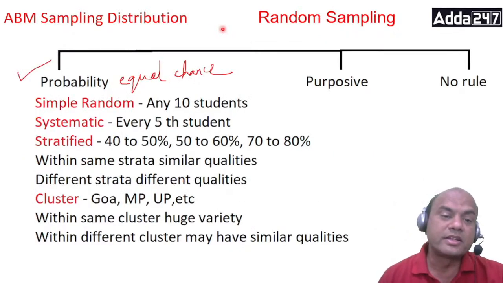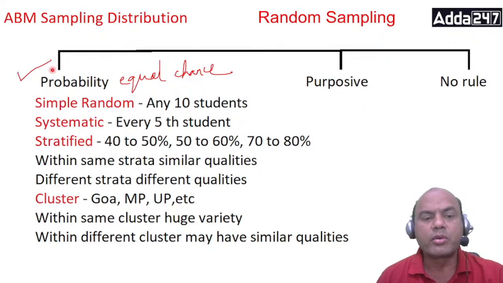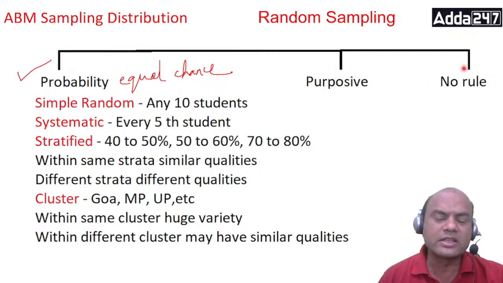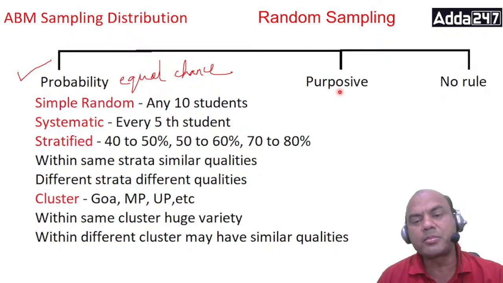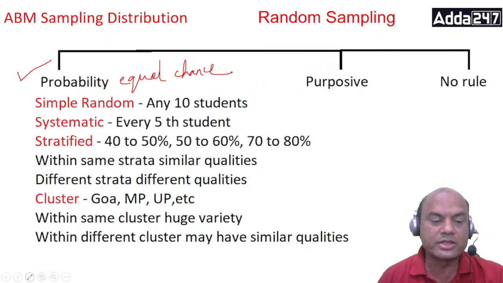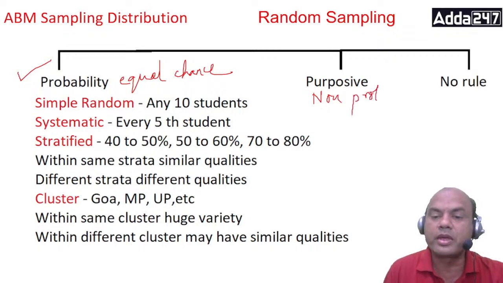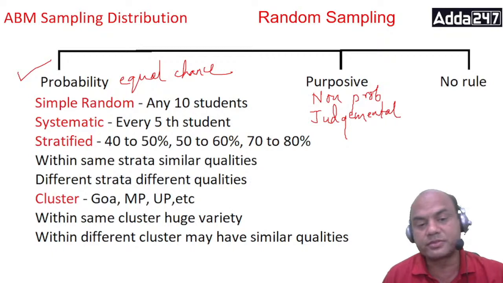Now look at this. Sampling is generally of three types, or two also we call it: probability, purposive, and the third is no rule sampling. Now no rule is generally not asked in exams. Probability and purposive are asked many times. Purposive is also called non-probability. It is also called judgmental. I'll write the words over here. Non-prob, and the next one is judgmental. That is also another name for purposive.